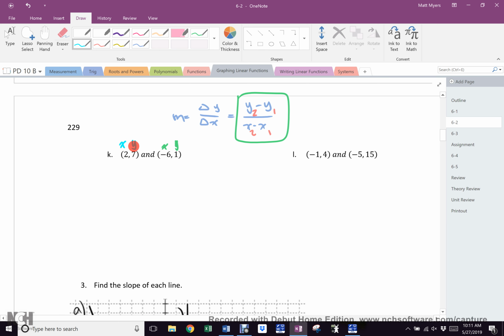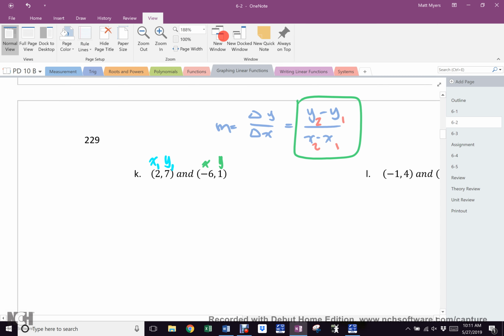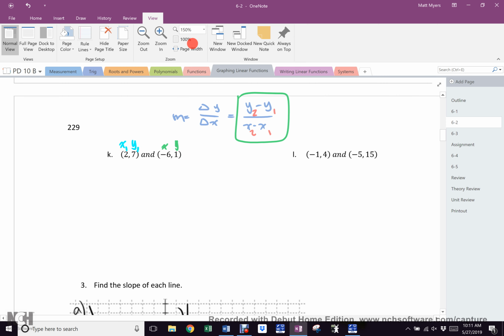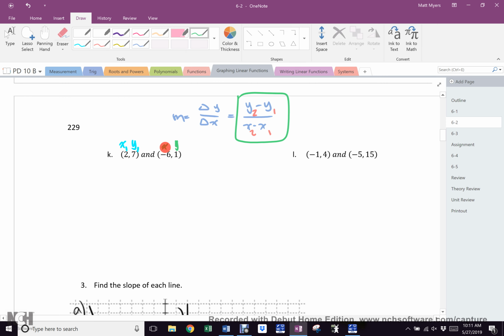But anyway, if that guy is y1, then what is that guy? x1. Because they have to stay together. Which makes, whoops, what happened there? Which makes this guy what? x2, and this guy what? y2. Now, all you do is fill this in. Slope equals y2. What is y2? 1 minus, what is y1? 7 over, what is x2? Negative 6 minus, what is x1?